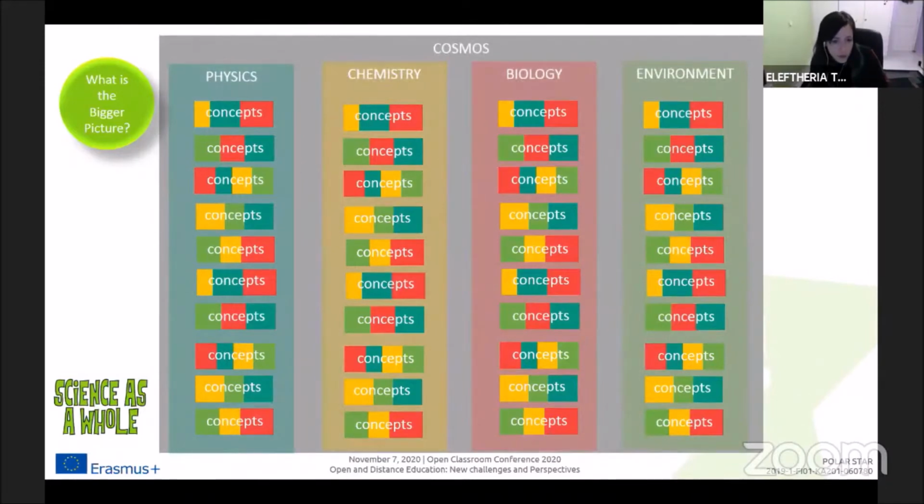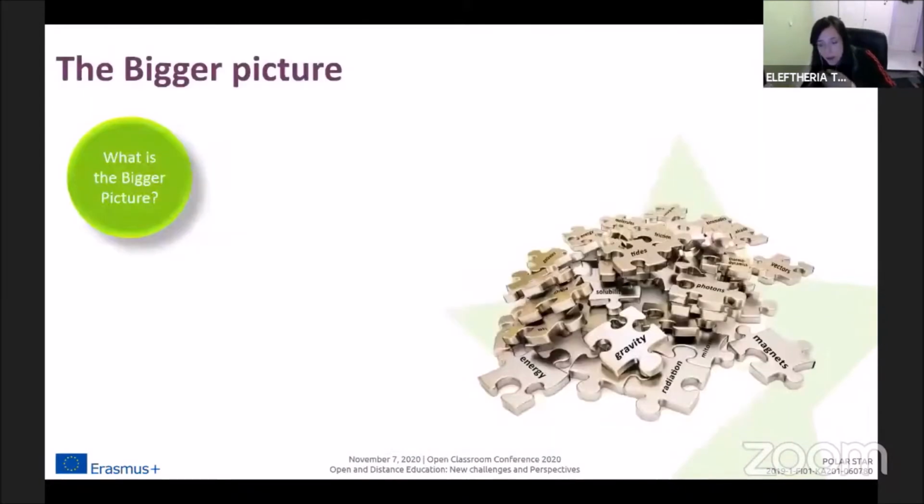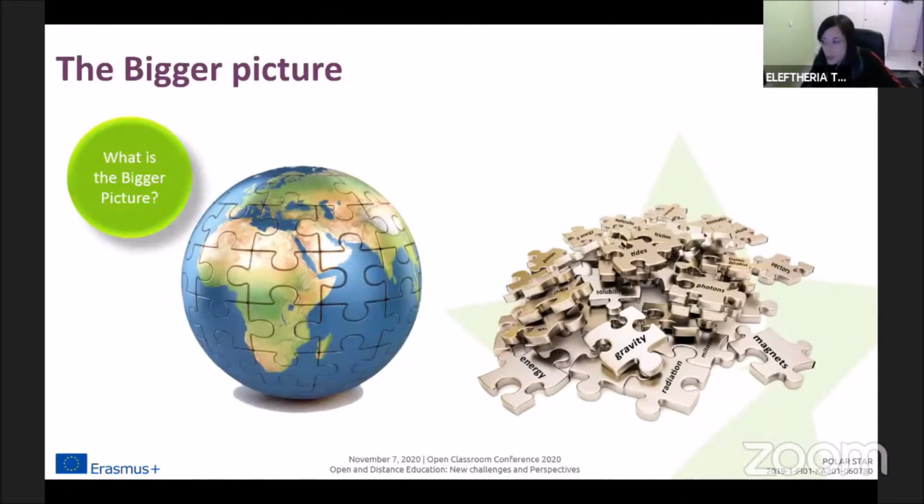Every single concept that they learn in science is about explaining how the world works. And the world doesn't really know or care about chemistry or biology, or however we have decided to organize science disciplines. So the bigger picture is really about taking all these concepts, all these little pieces of a puzzle, and putting them together in a meaningful interdisciplinary picture.